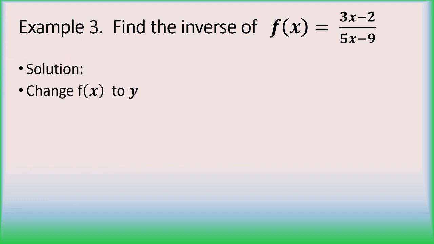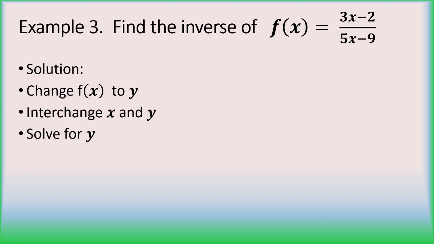First, we change f of x to y, and then we interchange x and y, after which we will solve for y. This then will give us the inverse of f of x. So let's follow the steps. We change f of x to y, so we now have y is equal to 3x minus 2 all over 5x minus 9, taken from our original function.